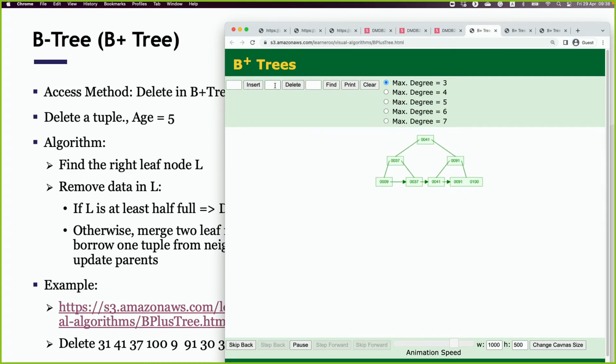Let's delete, for example, this 41. So this one got a little bit interesting. So you first find 41, which is in the middle, and then you delete that. Once you delete that, the leaf node is actually empty. Okay? And then you also need to try to delete that in the parent, I think.